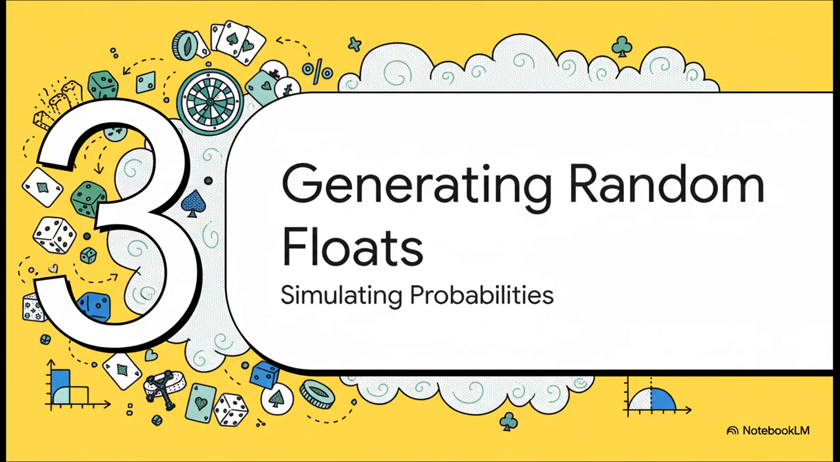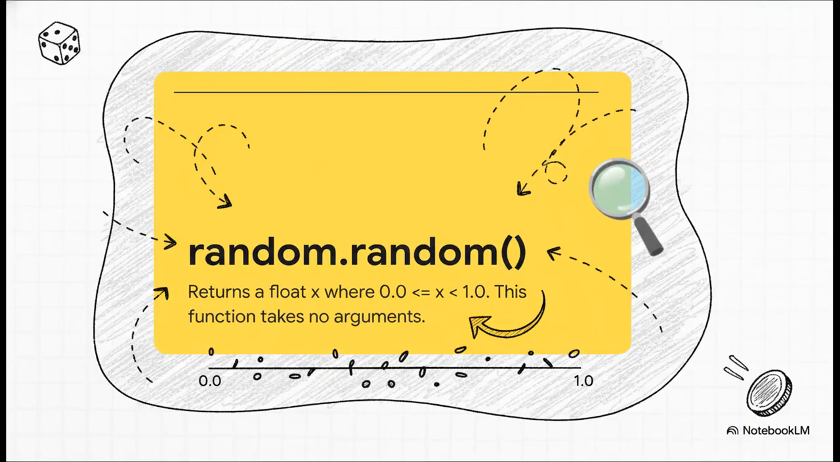Okay, on to our third section, generating random floats, which is all about simulating probabilities. We've handled whole numbers, but a lot of the world isn't so neat and tidy. To handle decimals, we need a different tool. And its real superpower is modeling chance and probability. The function we use here is simply random.random. It's as straightforward as it gets.